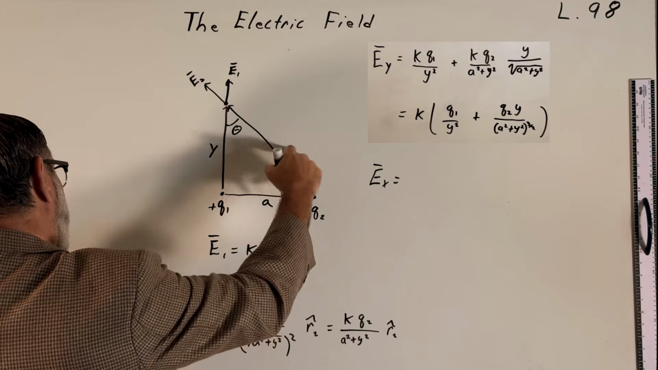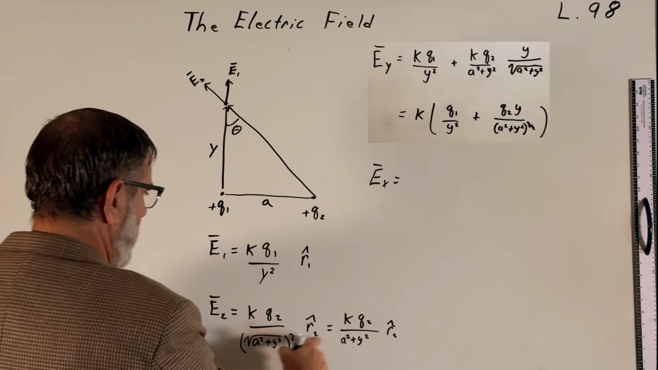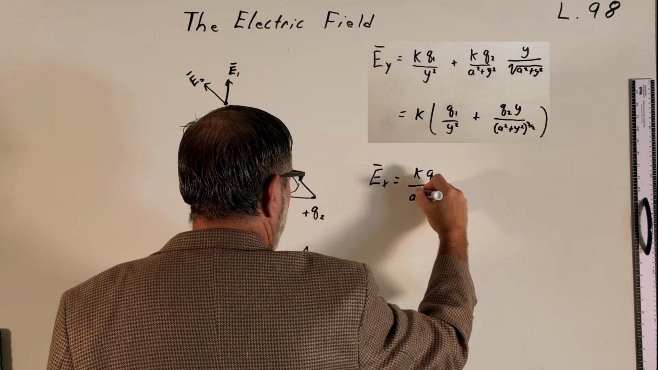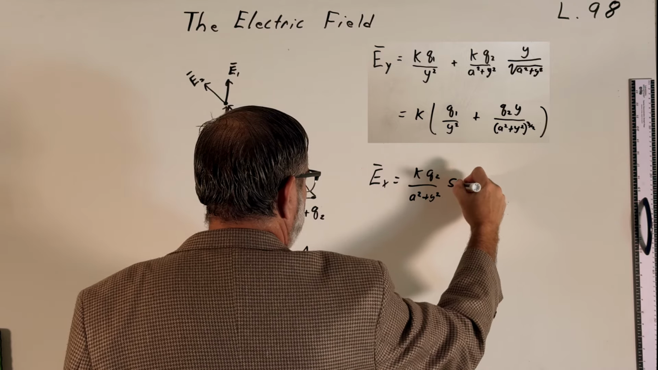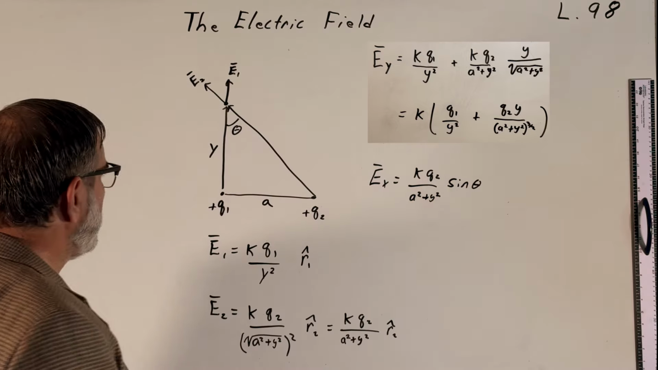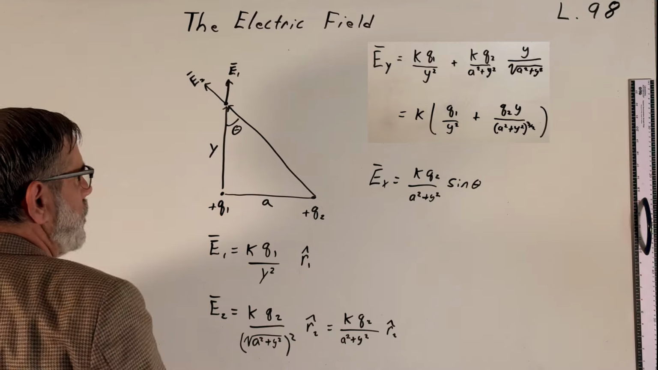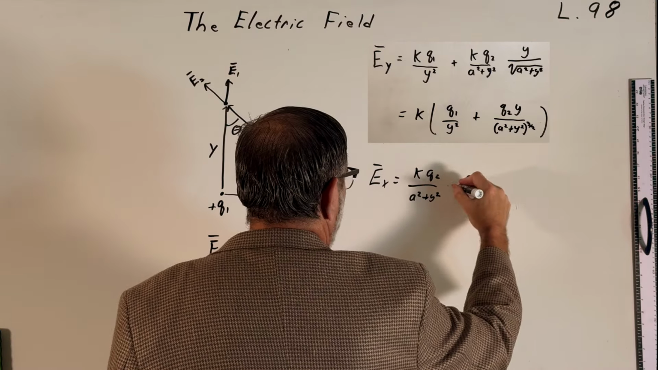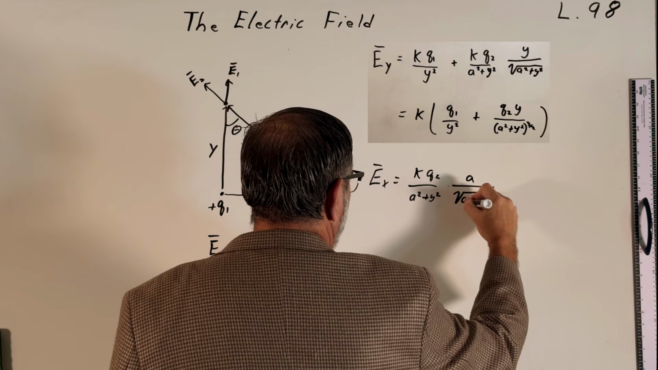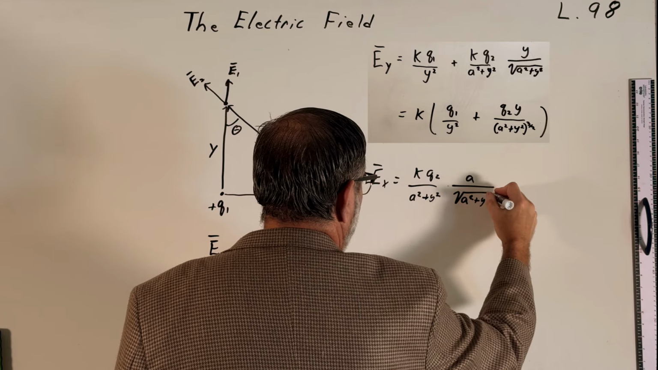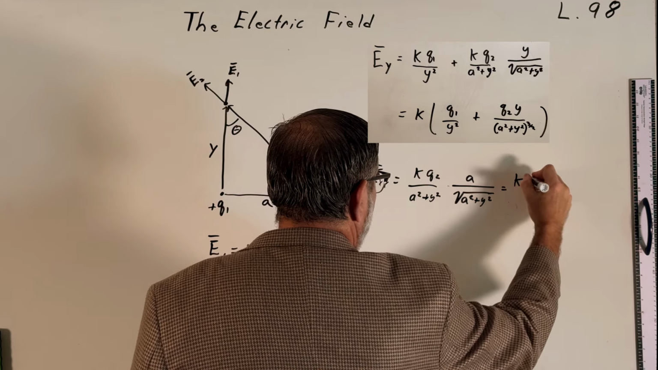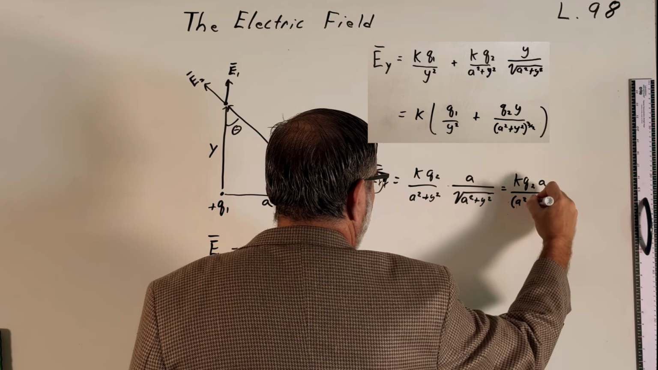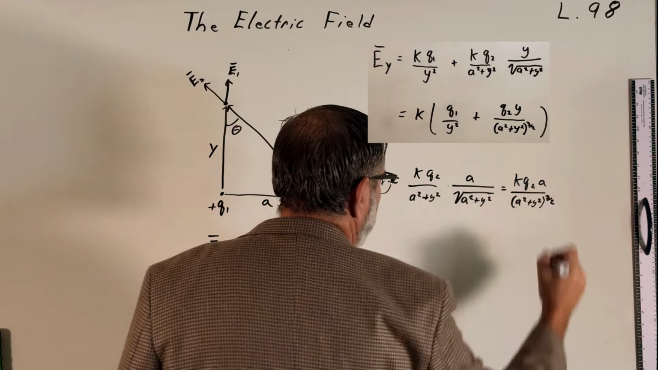Sine is the opposite over the hypotenuse, so we'll take this value here, K Q2 over A squared plus Y squared, times the sine of theta. But what is the sine of theta? Well, it's just A over the square root of A squared plus Y squared, which we can write as K Q2 A over A squared plus Y squared to the 3/2 power.